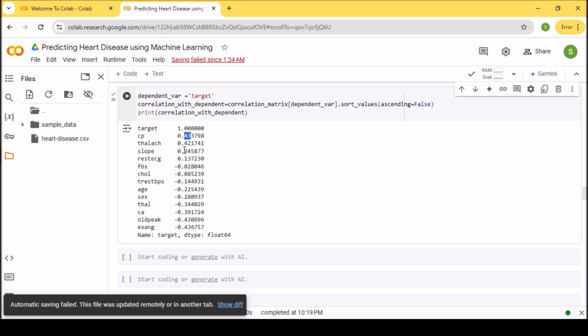As well as for the maximum heart rate achieved, which is the thalach, which shows a positive correlation. It has a correlation coefficient of 0.42 and a positive value. So in this context, it means that as the value of maximum heart rate increases, the chances of having heart disease increase. So this is how we can read both the negative and the positive correlation with the target variable.